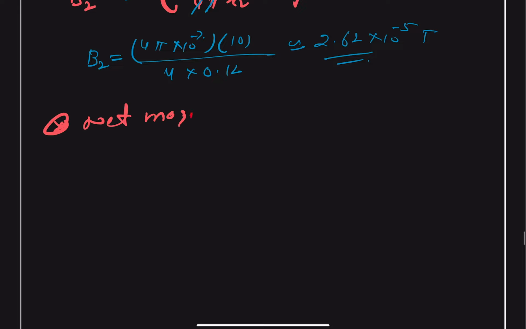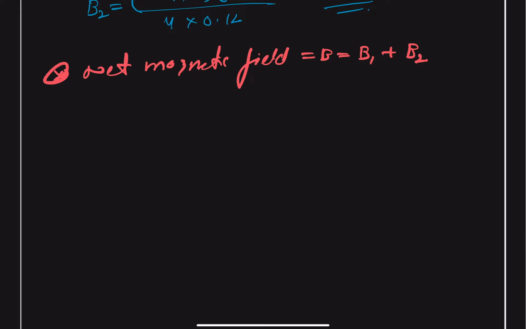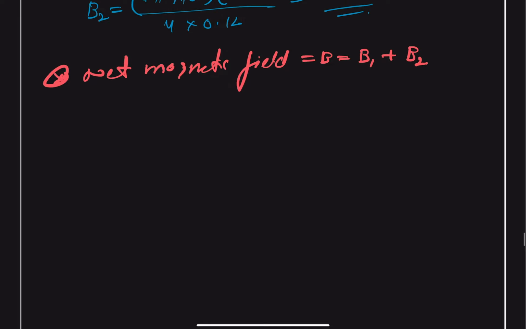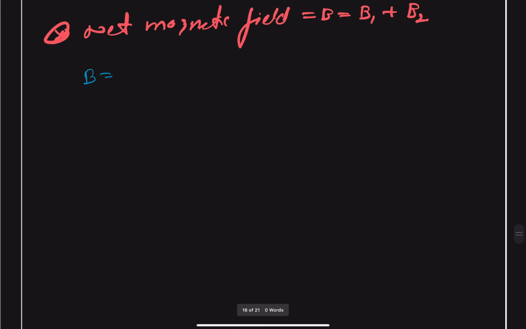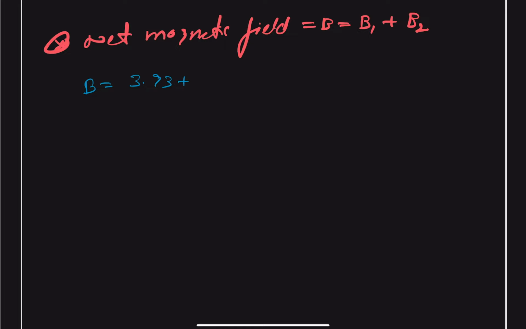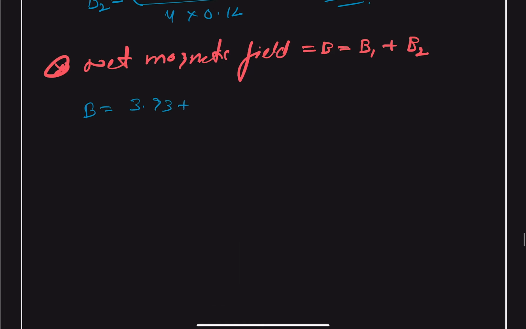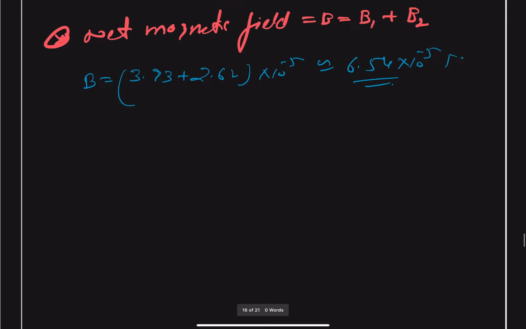Net magnetic field B will be equal to B1 plus B2. The direction will be the same, so we simply add it. We get B is equal to B1, which was 3.93, plus B2, which was 2.62, into 10 to the power minus 5, and this comes close to 6.54 into 10 to the power minus 5 Tesla, and the direction will be into the plane.